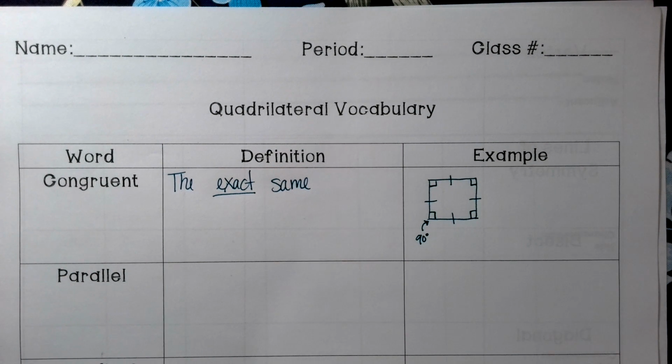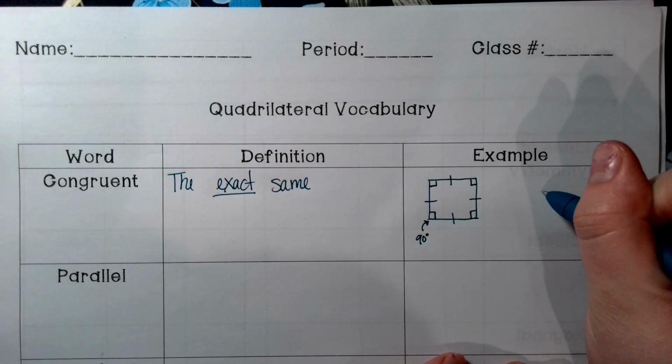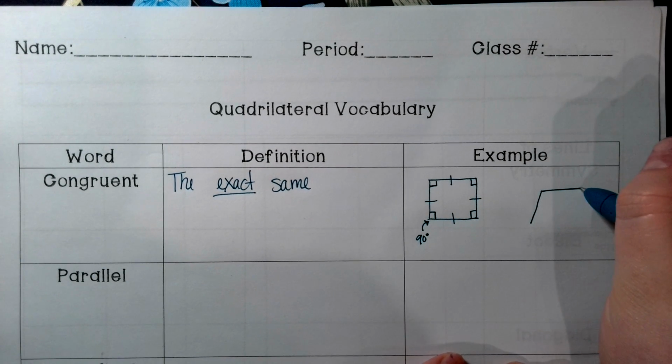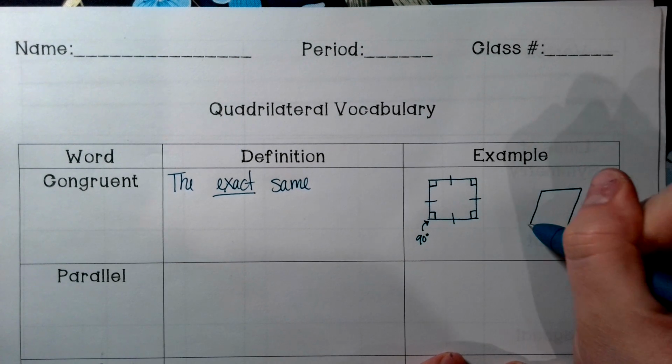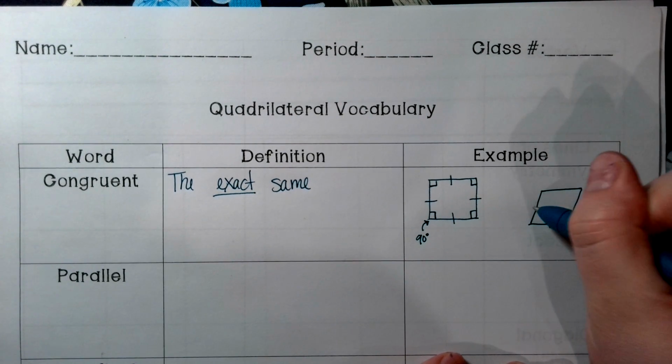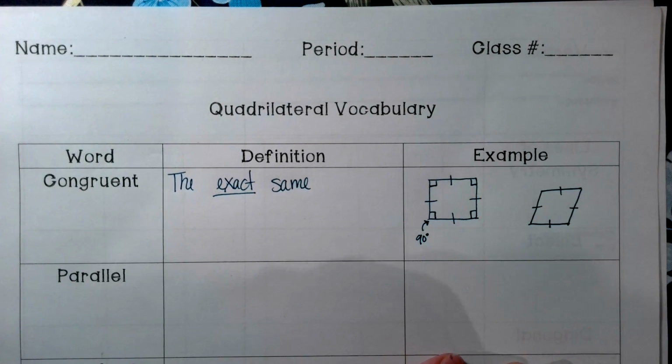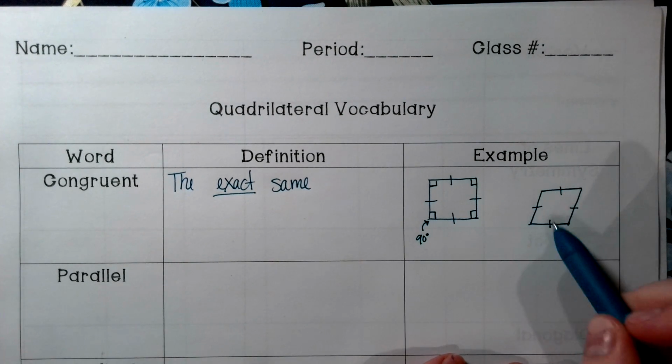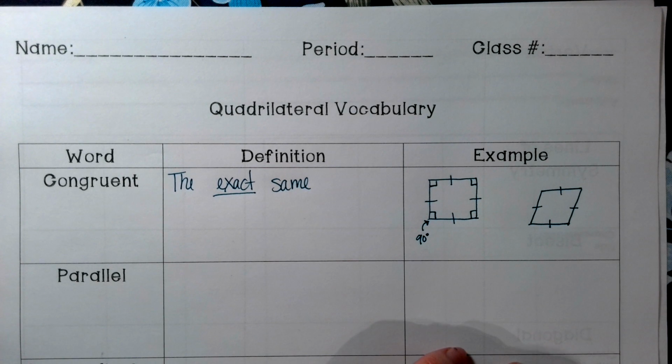What other quadrilateral has congruent side lengths? A rhombus. A rhombus also has congruent side lengths. They're all the exact same, but the angles are different.